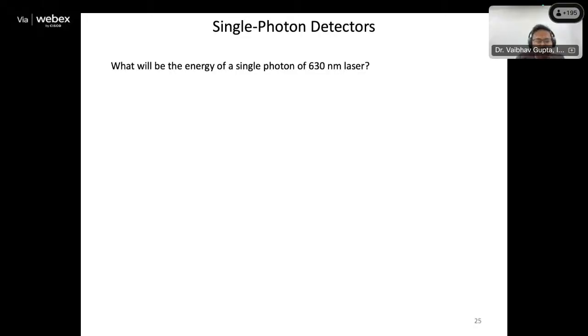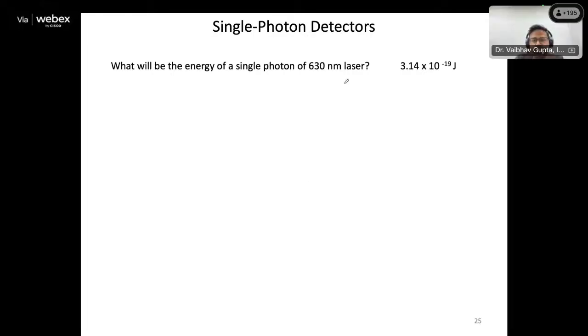Since it is a lecture series on quantum, it is very important to know about single photon detectors, because these detectors are basically the backbone when it comes to quantum optics. So if I ask you to calculate the energy of a single photon coming from a laser of 630 nanometer, what would be the energy?